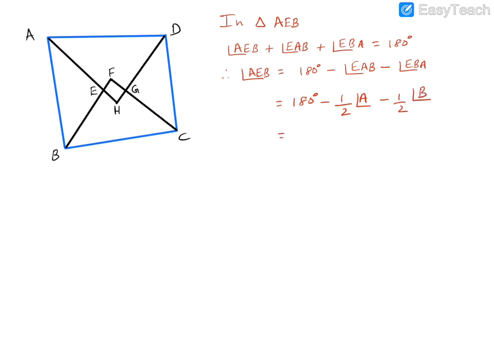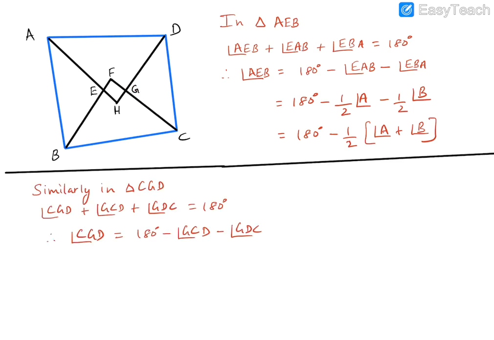So now we can write this as 180 degrees minus half. If we take the minus half as a common factor outside the bracket, we then have angle A plus angle B inside the bracket. So we get angle AEB, which is this angle over here, to be equal to 180 minus half of angle A plus angle B. Similarly, we will do the same process for the triangle CGD and find out the angle CGD.